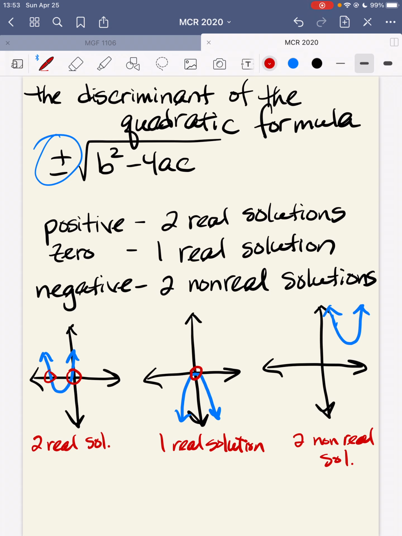Now, 2 real solutions will also apply when we go ahead and factor, but not everything that has a real solution is factorable, which is why we have a quadratic formula.